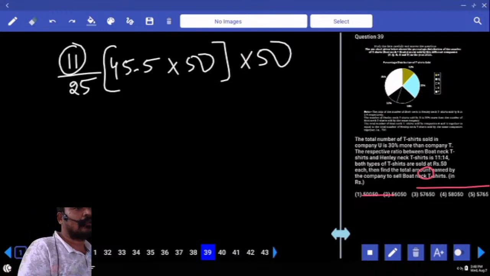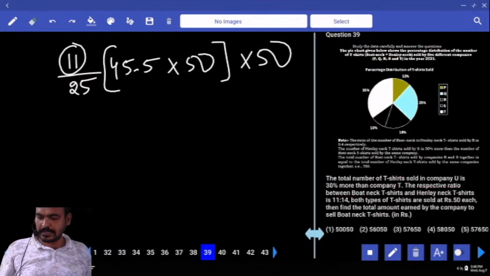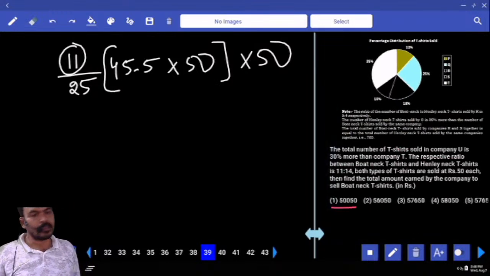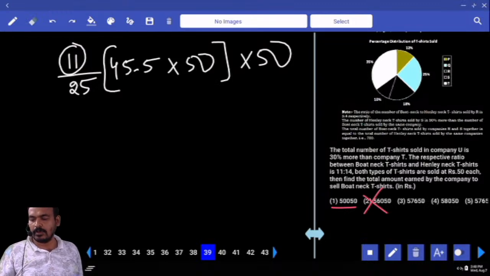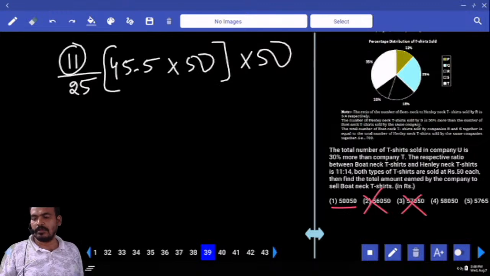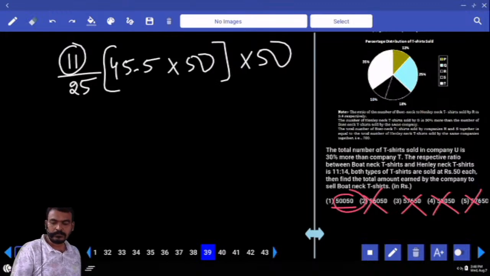What is the numerator here? 11. The answer must be a multiple of 11. First option is a multiple of 11. Second option no. Third option no. Fourth one no. Fifth one no. What is the answer? First one.